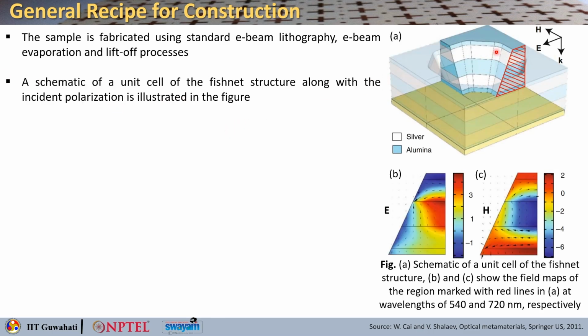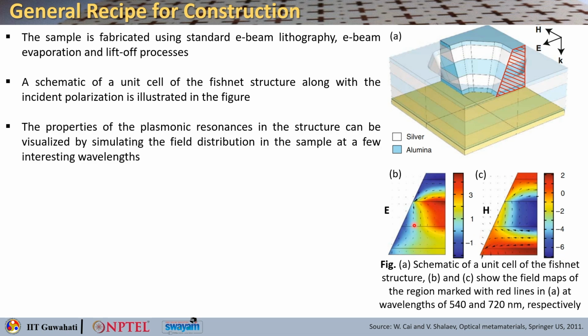The schematic of the unit cell of this fishnet structure is shown here along with the incident polarization, in these two figures shown at 540 and 720 nanometer respectively. What you see here is that the white one tells you about silver, and the bluish one is the alumina. So, this is the fishnet structure. This is just a cut section to show you which material is which.